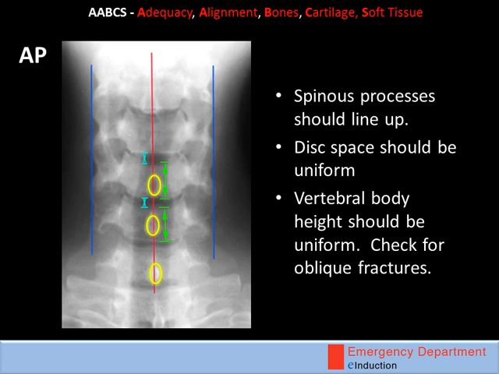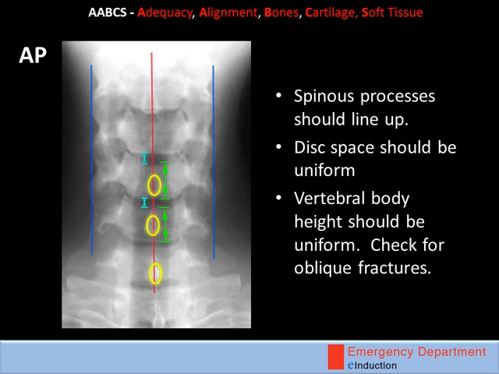Sometimes you'll have bifid processes, which can throw you. You just need to mark a point between these two bifid processes. If there's a sudden change in alignment, then it may be that you have a facet joint disruption or dislocation, and you've got one joint sitting on top of another.